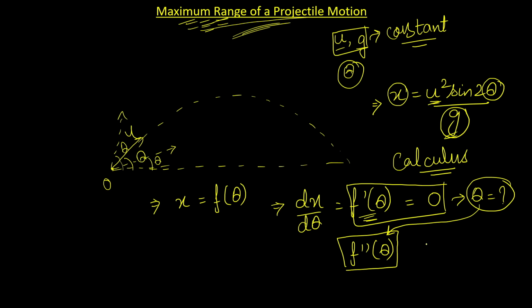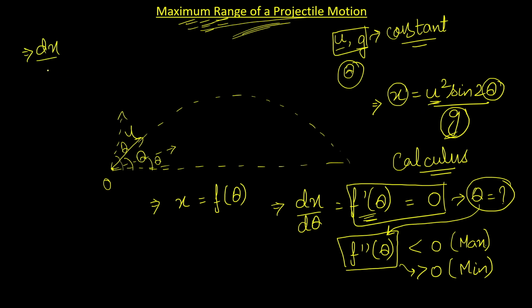we need to put this value of theta over here. If by putting this value of theta over here we get this as less than 0, then that will be maxima, and if we get this greater than 0, then that will be minima. So this is basically the concept of finding the maxima and minima that I have discussed over here. So let us do that.